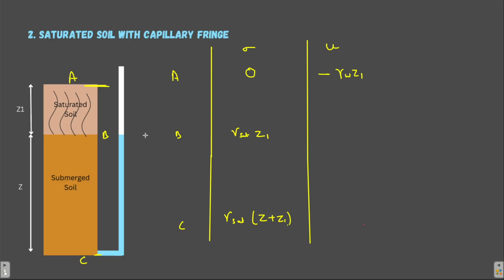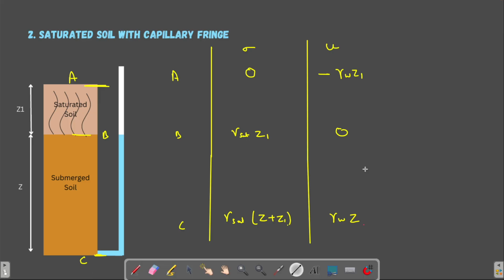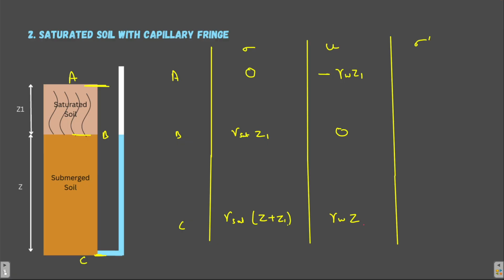The pore water pressure will be 0 at point B, and the pore water pressure will be compressive at point C, and that is equal to gamma W into Z. Now the effective stress is total stress minus the pore water pressure. Let's calculate the effective stress at each point. At point A, the effective stress will be total stress minus the pore water pressure, that is minus of this minus, so it will become plus, and that will be equal to gamma W into Z1.